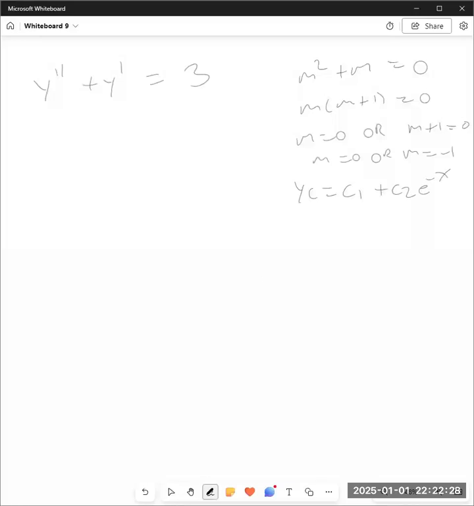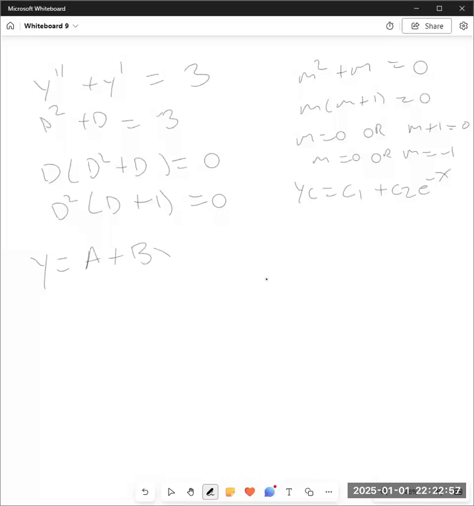So I'm going to start off with D squared plus D equals 3, and then take the derivative of both sides and get D times D squared plus D is equal to 0. Factor the D out, I get D squared times D plus 1 equals 0. So I have a repeated root here. So I have my y equals a plus bx plus c e to the negative x.